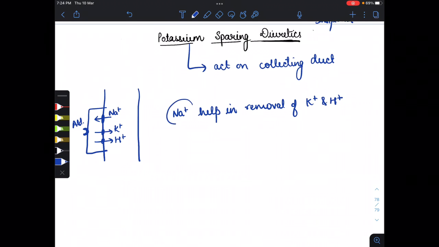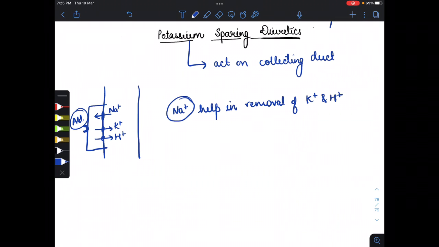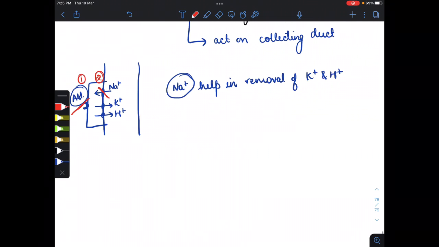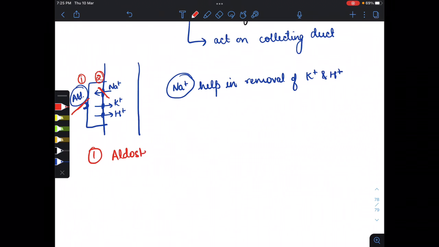All of this acts when aldosterone acts on it. When aldosterone is stimulated, sodium is reabsorbed and potassium and hydrogen are excreted. Now we can inhibit this process by an aldosterone antagonist and by blocking the sodium channels. So these were two methods by which we can inhibit aldosterone and inhibit the sodium channel.